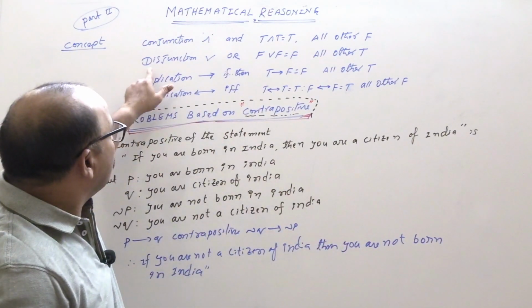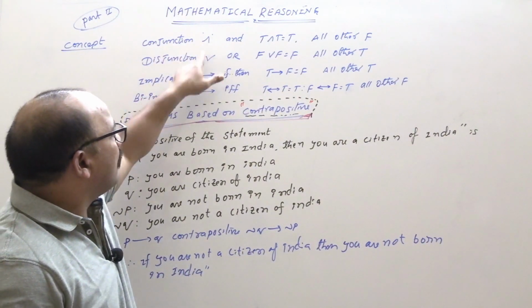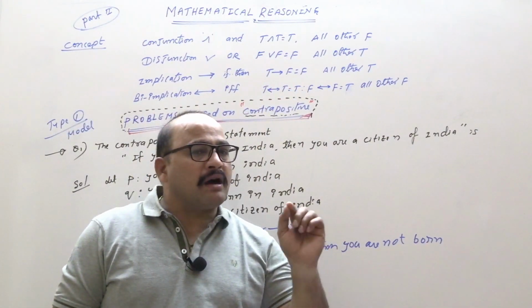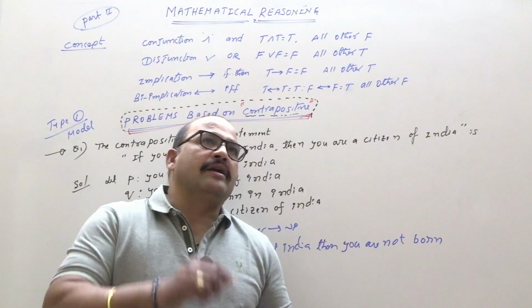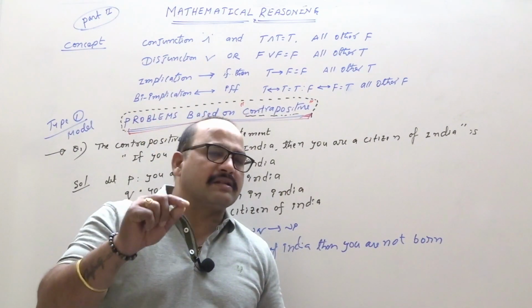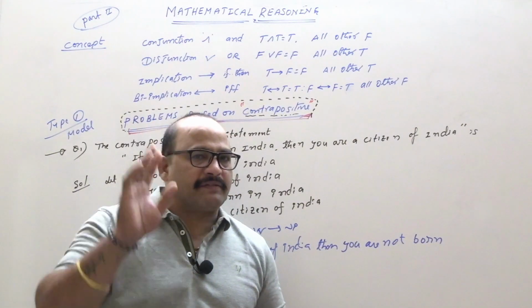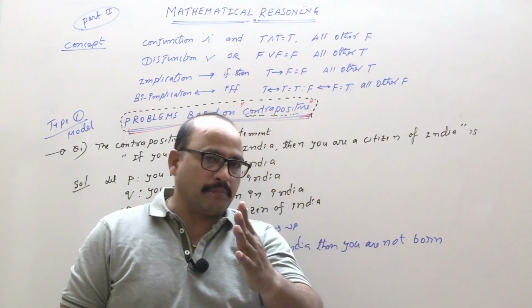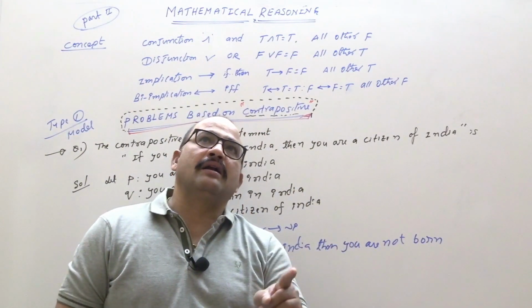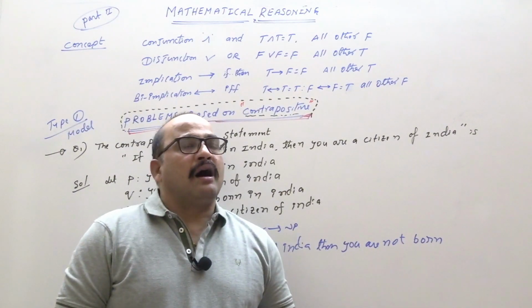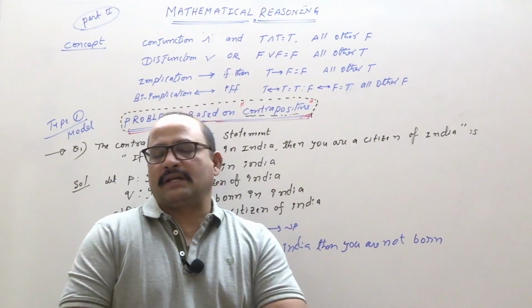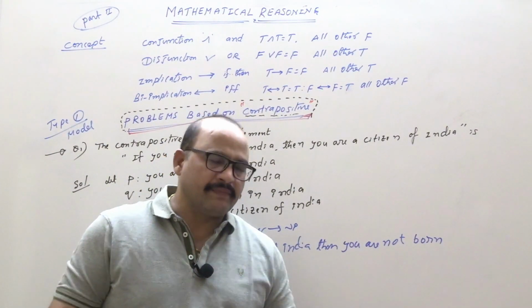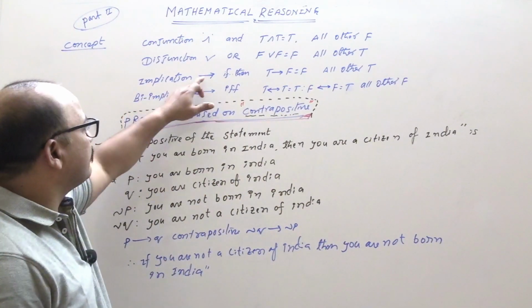Next, disjunction, the OR table. In the OR table, you should remember that false or false is equal to false. F or F is equal to F. In all other cases, T. Keep that point in your mind, students. Under the OR table, F or F is equal to F. That's all. All the remaining cases are T, T, T. Don't get confused, students.